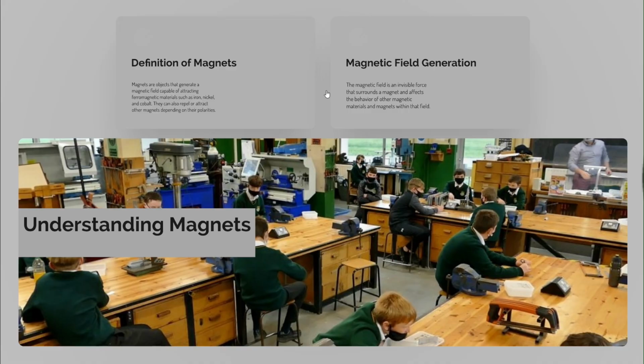Magnetic field generation. The magnetic field is an invisible force that surrounds a magnet and affects the behavior of other magnetic materials and magnets within that field. So, if we take a magnet, there will be a magnetic field around that magnet. Those magnetic fields are invisible, so we cannot see them. They are an invisible force that tries to attract other magnets or other magnetic materials towards that field, and they will attract together.